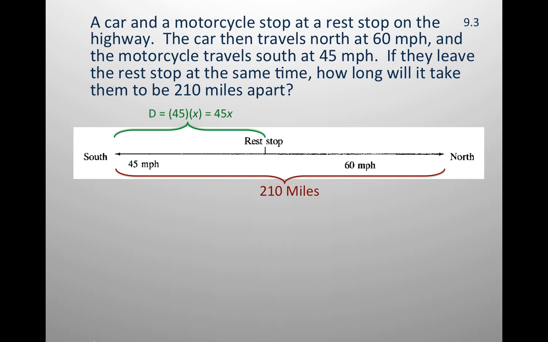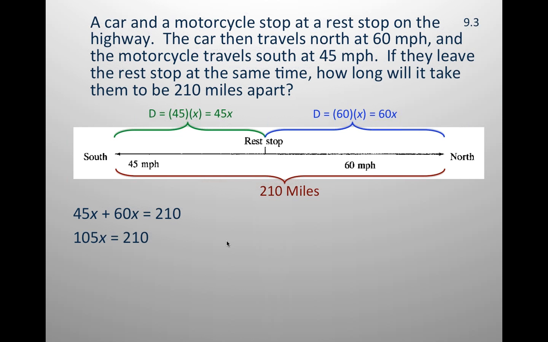Now the 45 times x in this case is going to equal the distance, whatever that rate is. So if it was, let's say, 3 hours, then that would be 45 times 3, and that would give us 135 miles. Because you'd multiply the 45 times 3 to get the miles. And then the same thing with the 60. And so those two things added together, 45 plus 60, going to equal 105 miles per hour. And then we divide both sides by 105, and then x will equal 2 hours. Okay, so it takes 2 hours in order for us to get 210 miles apart.